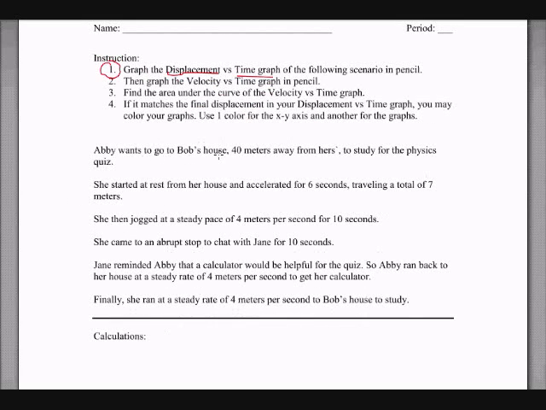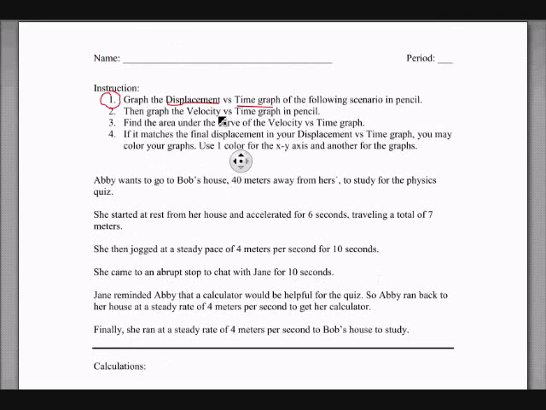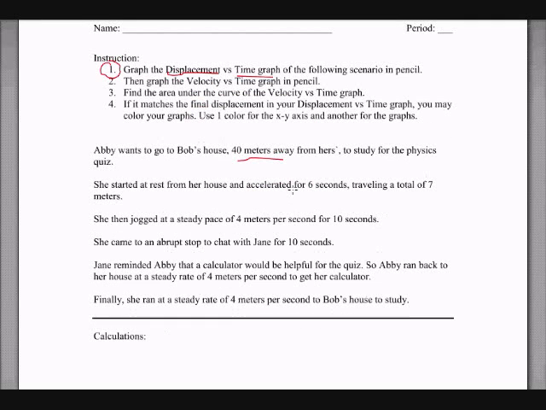Abby wants to go to Bob's house 40 meters away. Now notice this is different than what is in yours. Okay, 40 meters away. This is different than yours, but okay, whatever. To study for the physics quiz.